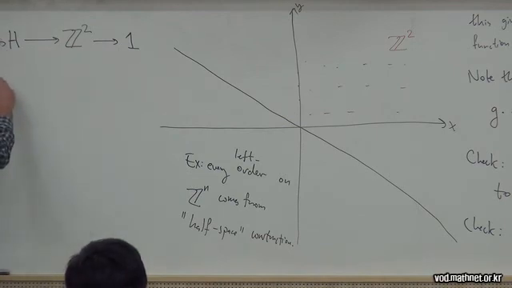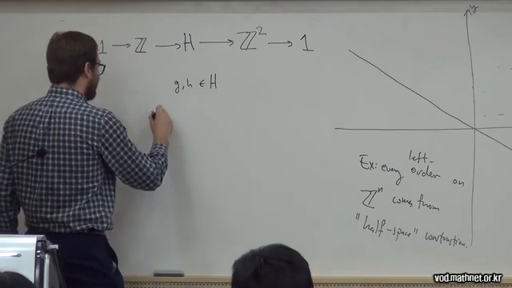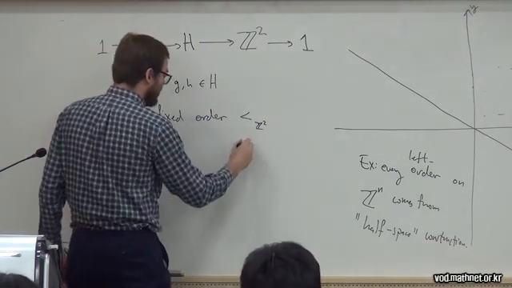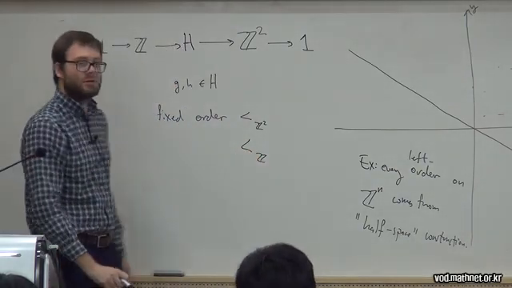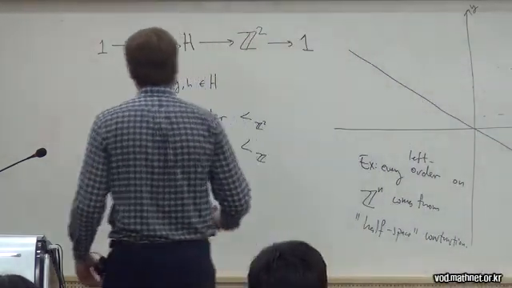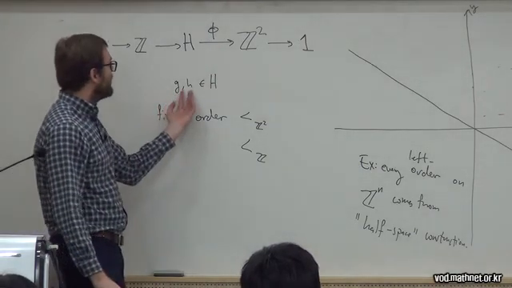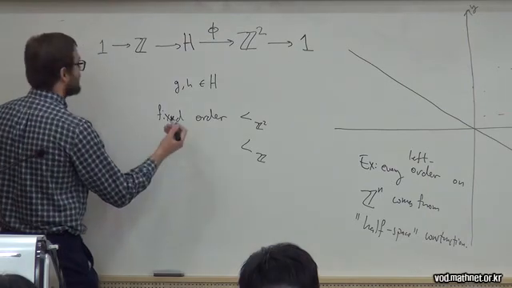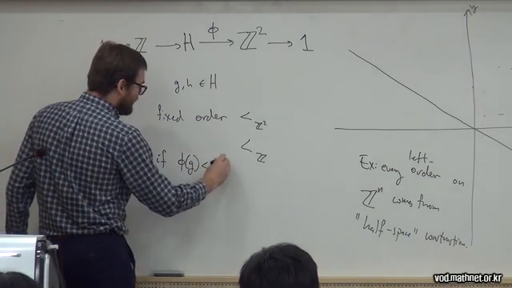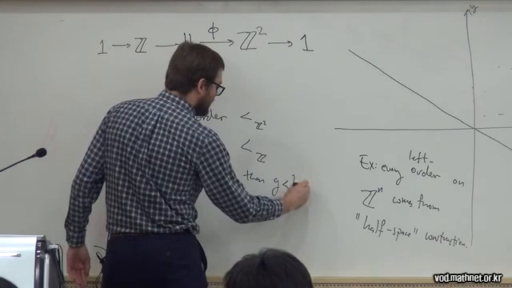So let's say you have elements G and H in H, and we have fixed orders, less than sub Z2 on this group and less than sub Z on this group. And let's say I wanted to compare G and H. The first thing I can do is apply this homomorphism phi and look at the image of G and H in Z direct sum Z. So if phi of G is less than phi of H in Z2, then G will be less than H in the Heisenberg group.